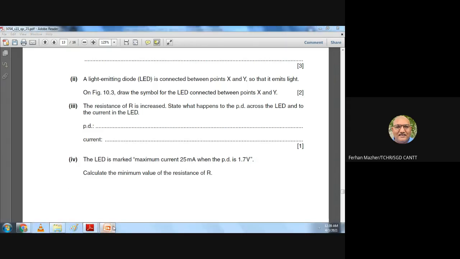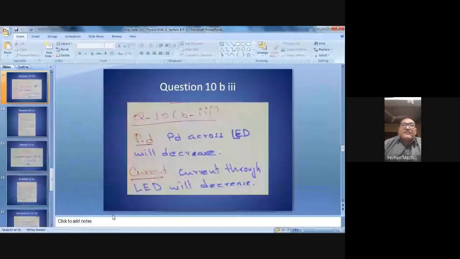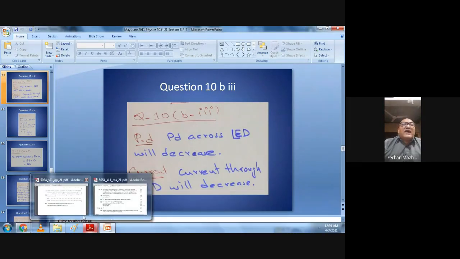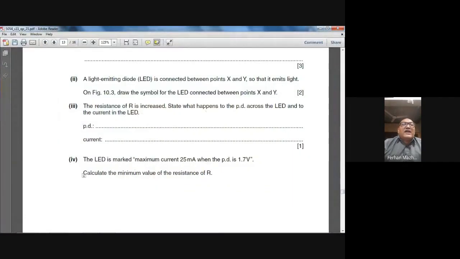I have written this answer also. I have written that the potential difference across the LED will decrease and the current through the LED will decrease. That is very simple. In this question, you only have to state. You don't have to explain.